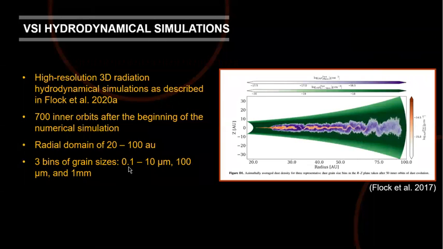The first bin, the smallest bin, had grain sizes ranging from 0.1 to 10 micrometers. And this particular bin was very closely coupled to the gas. The other 2 bins had grain sizes of 100 micrometers and 1 millimeter, and naturally these weren't as well coupled to the gas.